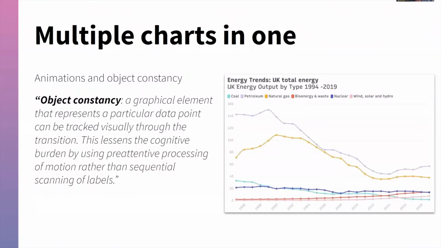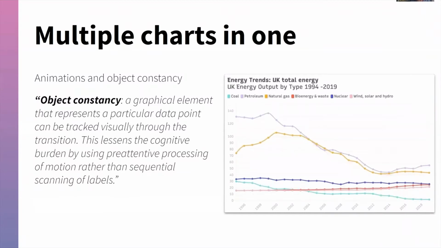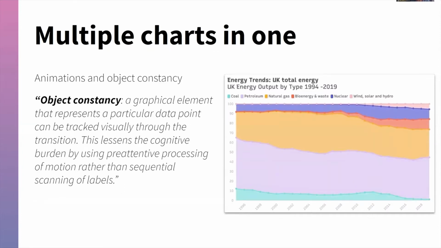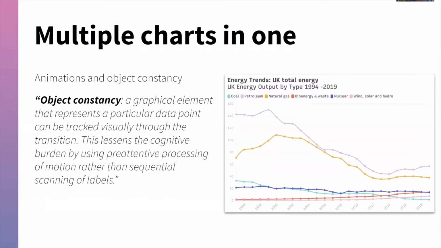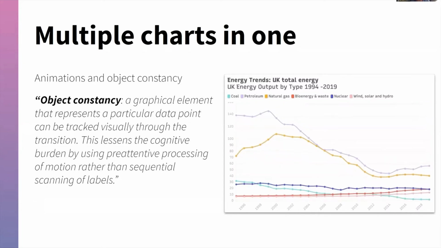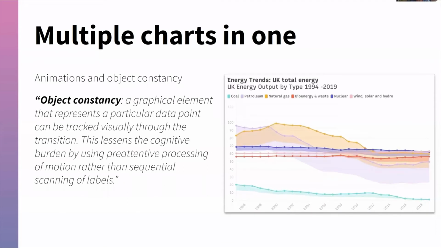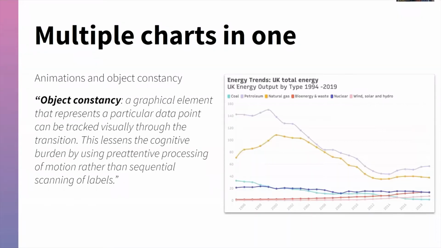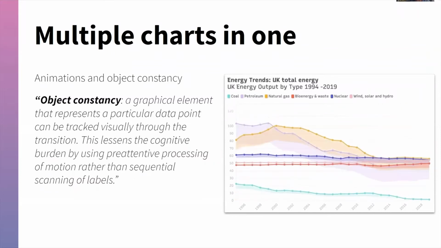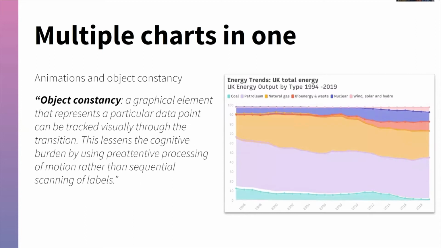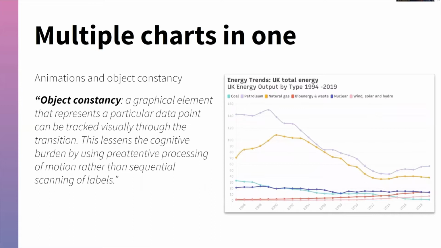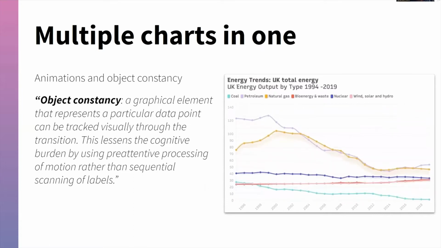So what is object constancy? Well, it's a graphical element that represents a particular data point that can be tracked visually through the transition. This lessens the cognitive burden by using pre-attentive processing of motion rather than sequential scanning of labels. So the movements that you see within Flourish animations are meaningful, and they're designed to help you understand what any given data series is, what a change in that data series is, where it exists relevant to other metrics that you're looking at the same time.